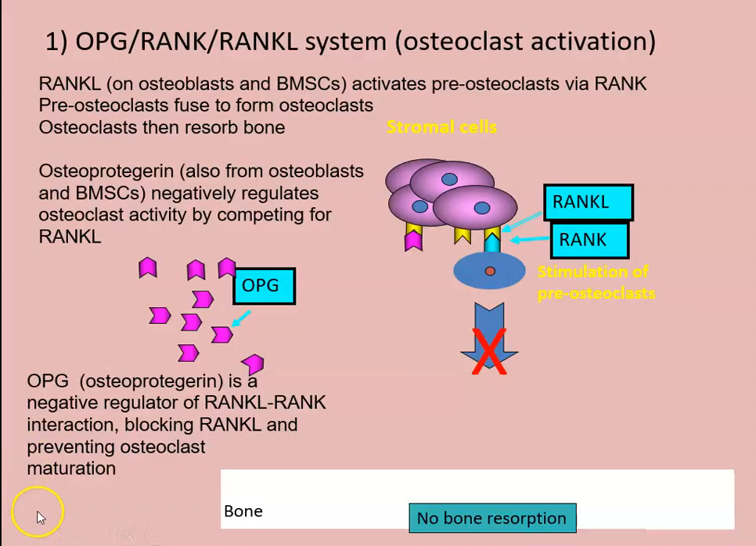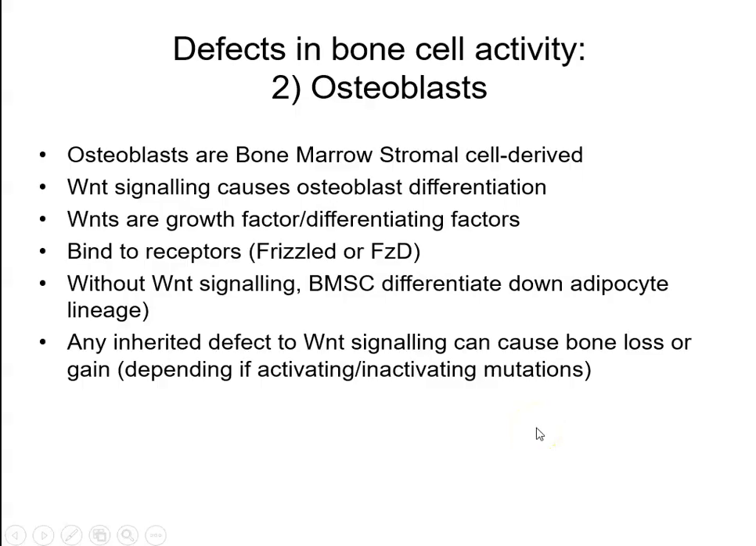Okay, so the second major pathway that controls bone is the Wnt pathway, which controls osteoblast formation. So osteoblasts are derived from bone marrow stromal cells, which themselves are derived from mesenchymal stem cells. And the Wnt signalling pathway will drive osteoblast differentiation. So Wnts are growth factors. They're secreted, short-acting in terms of distance, and they will bind to the receptors on the recipient cells that are called frizzled, abbreviated FZD, but whenever you see this, it's frizzled, which is the name of the Wnt receptors.